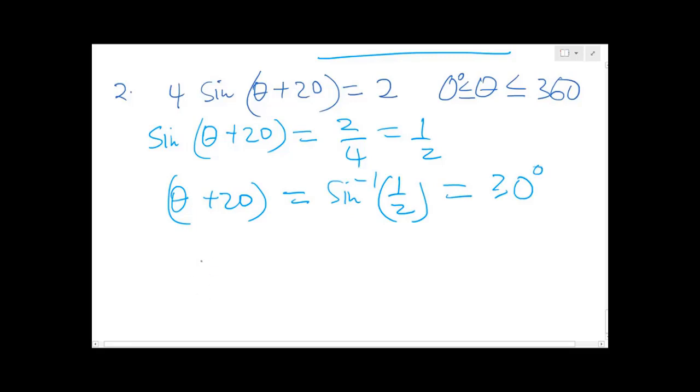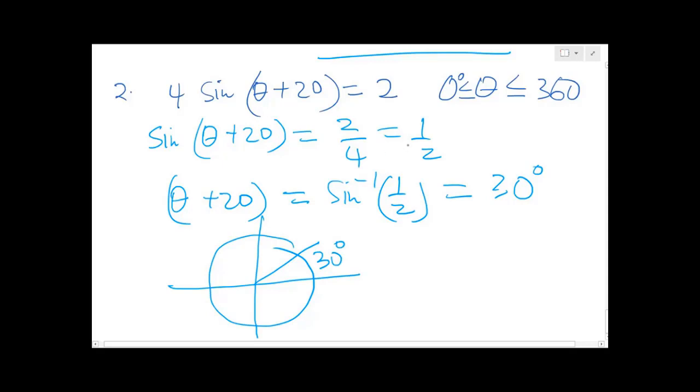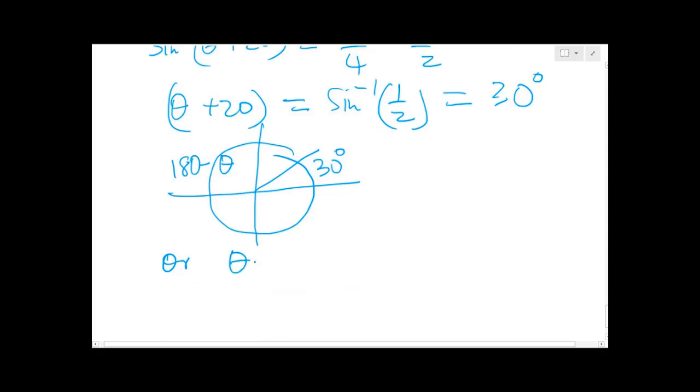Notice from the unit circle, with theta equals to 30 degrees and our sine is positive, the possible values of theta lie between the first quadrant and the second quadrant. Angles in the second quadrant are determined using the formula 180 minus theta, and since our theta is equals to 30, it therefore means that either the angle is equals to 30 degrees, or we have theta plus 20 degrees is equals to 150.